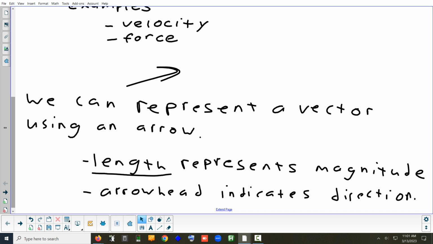So if you wanted to represent an object traveling east, you could do that. And if you wanted to represent an object traveling to the east, but half as fast, you could do that. So same direction, but those vectors have different magnitudes.